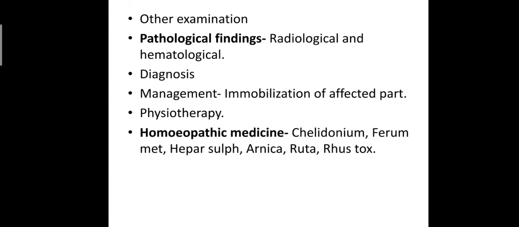Other examinations are also helpful in the diagnosis of shoulder joint abnormalities. Pathological findings include radiological, X-ray and other advanced technology, and hematological. Diagnosis is made on the clinical features or with the help of signs, symptoms and pathological findings. Management: immobilization of the affected part in case of fracture or dislocation.